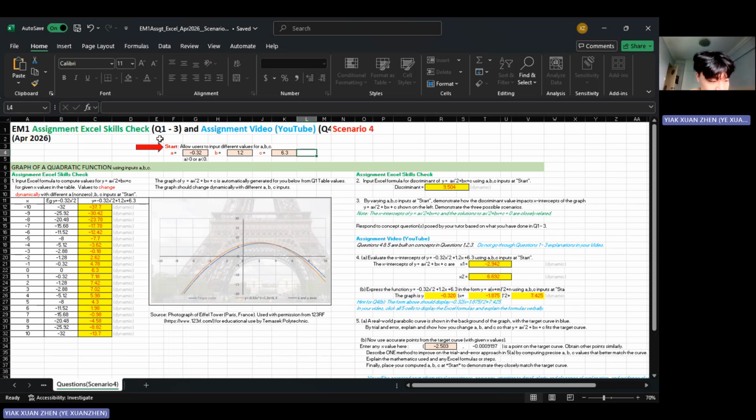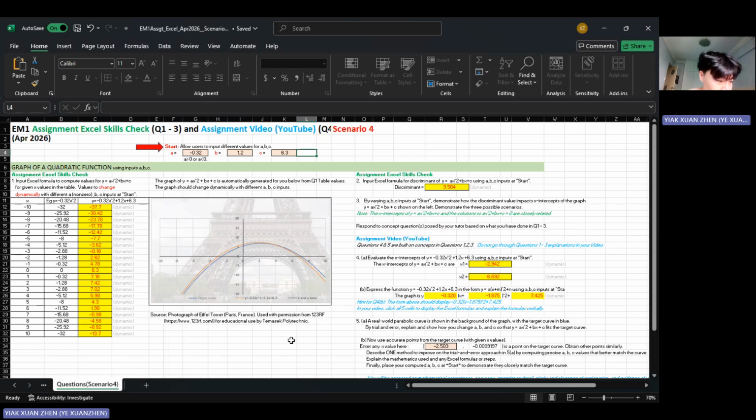The positive value opens the parabola upwards, while the negative value opens it downwards. And when I change the b, the graph shifts sideways because it changes the axis of symmetry. When I change the c, the graph moves up and down because it is the y-intercept. By adjusting these three coefficients together, the orange curve gradually becomes a close match to the targeted curve.